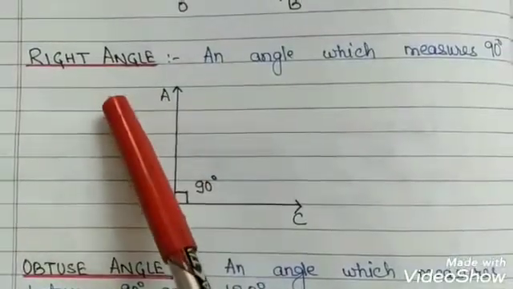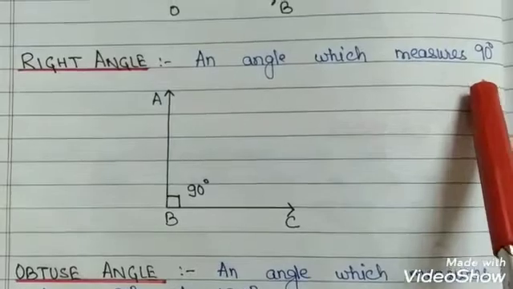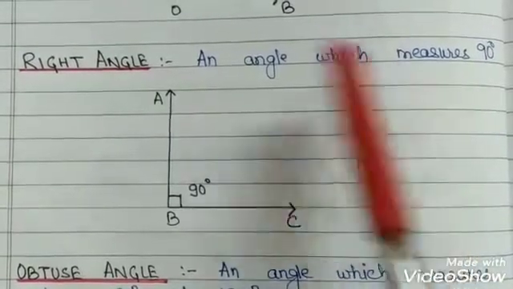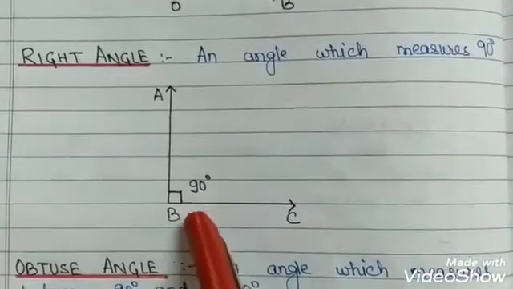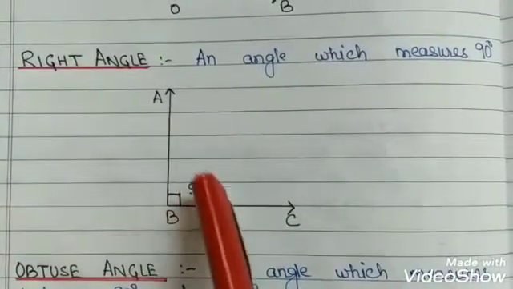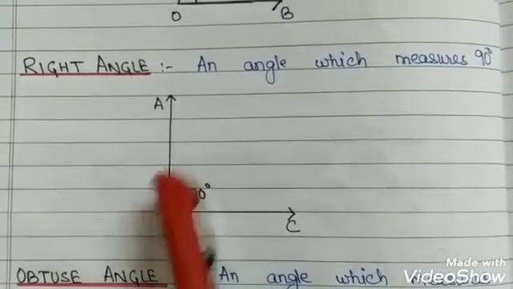Next is right angle. An angle which measures 90 degree, exactly 90 degree, is called a right angle. See, this is the figure of 90 degree. 90 degree. So it is a right angle. Angle ABC measure is 90 degree. So it is called a right angle.